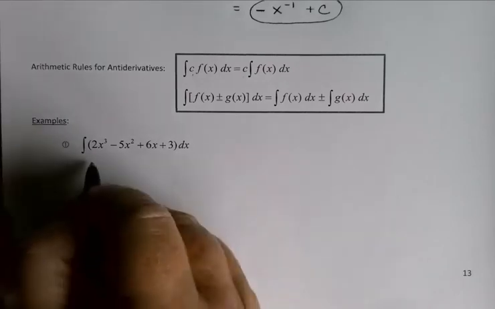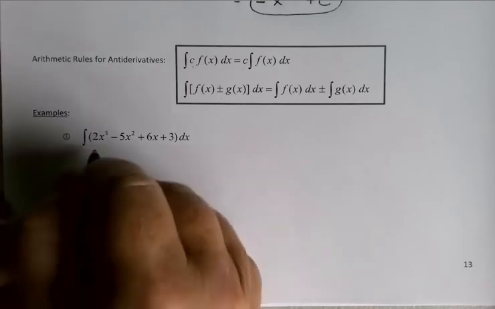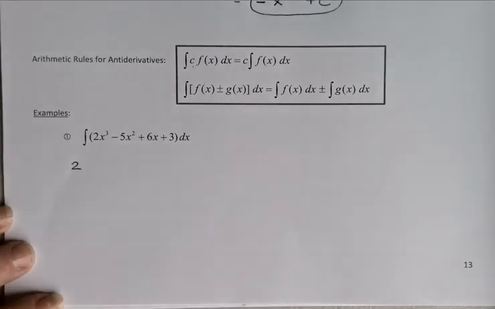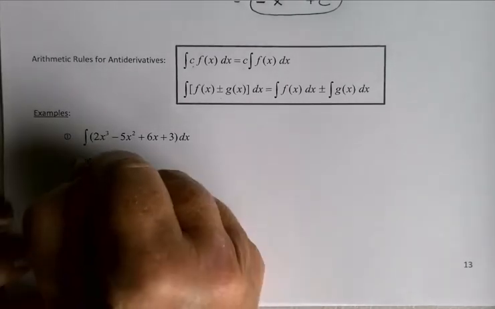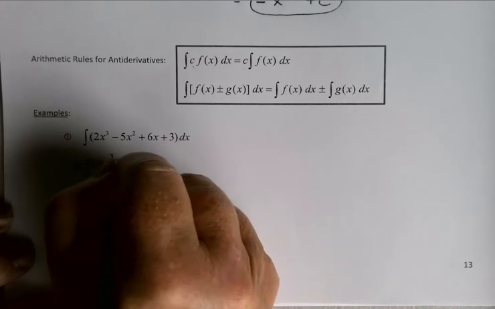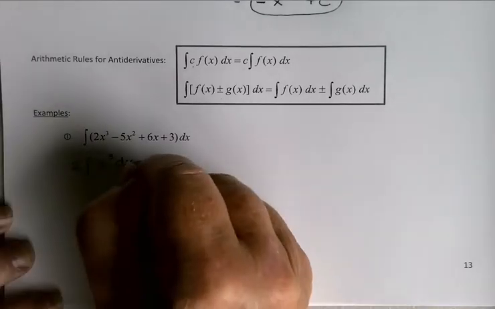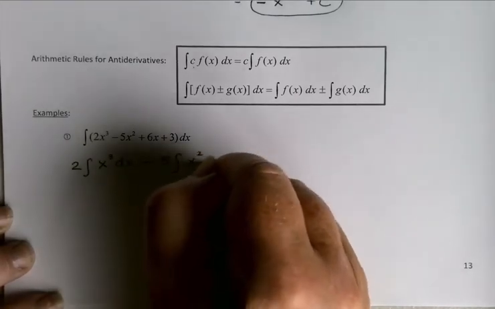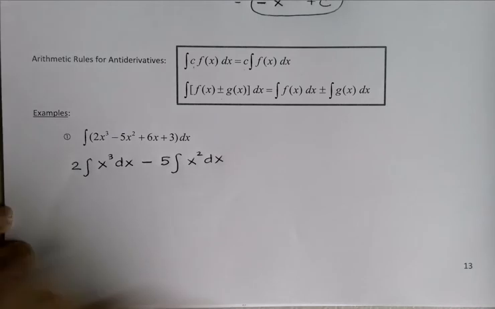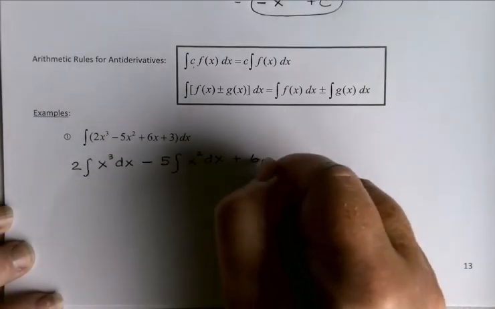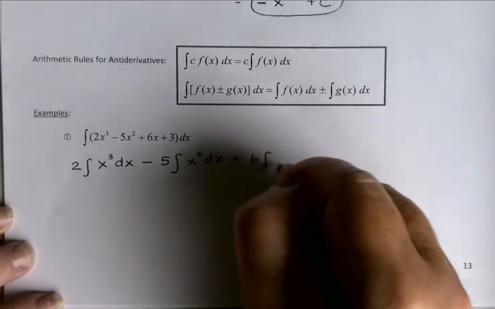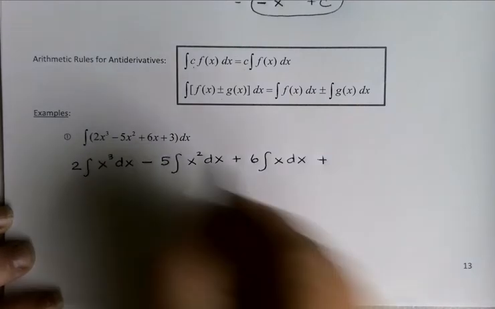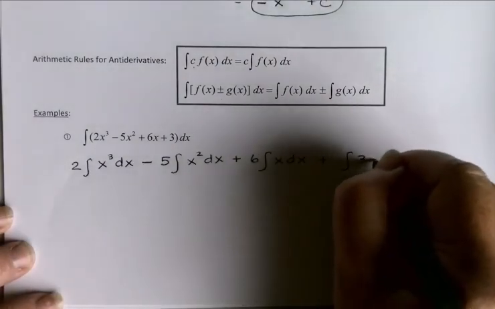All right, let's give that a shot here. In our example, I'm going to rewrite this first of all. The 2 is a constant multiplier. I'm going to bring that out front, times the antiderivative of x cubed dx. And then subtract, bring the 5 out front, antiderivative of x squared dx. Plus, I'll bring the 6 out front, antiderivative of x dx. Plus, I'm just going to leave that as the antiderivative of 3 dx.